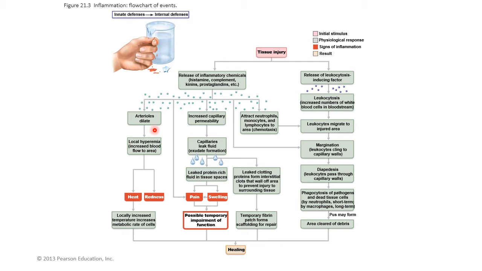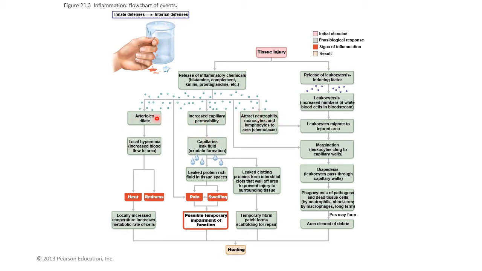The arterioles are going to dilate, so vasodilation. Increased capillary permeability because of the dilation. This part over here, attraction of neutrophils, monocytes, and lymphocytes, I just want to leave that for a second and go through this part first.